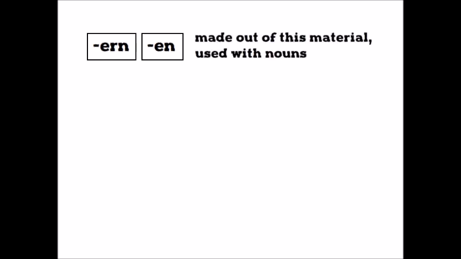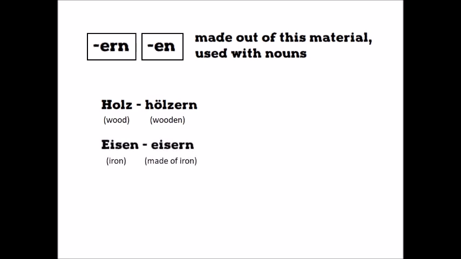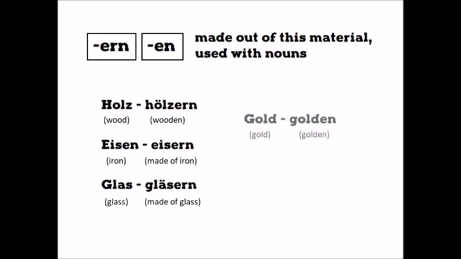Ern and en, made out of this material, used with nouns. Holz, wood, hölzern, wooden. Eisen, iron, eisern, made of iron. Glas, glass, gläsern, made of glass. Gold, gold, golden, golden. Fels, rock, felsen, made of rock.